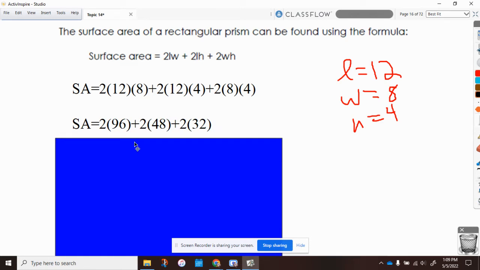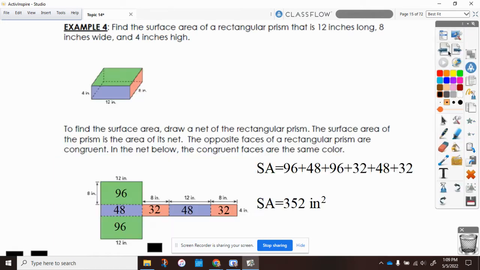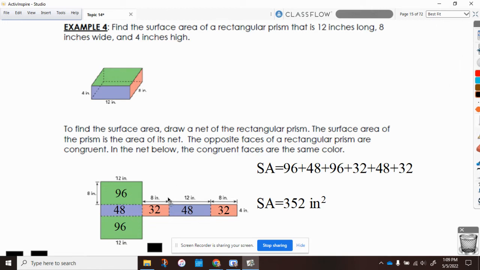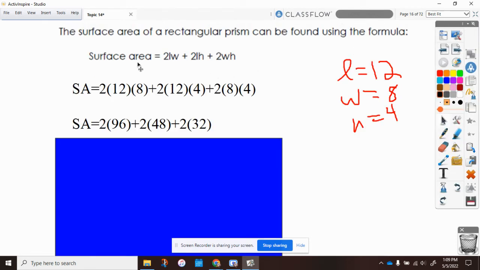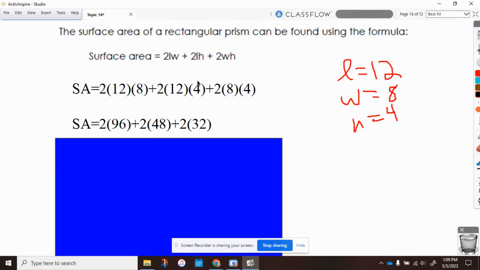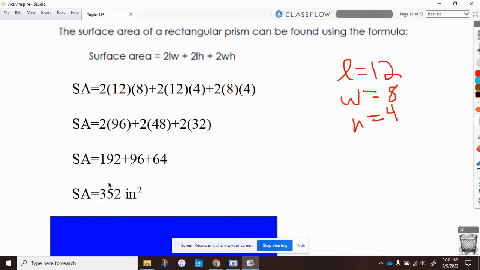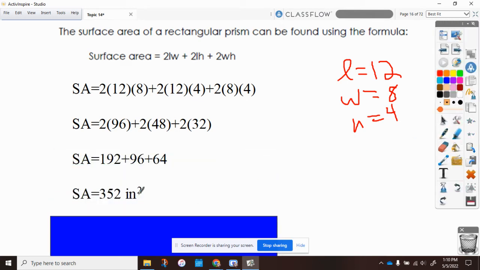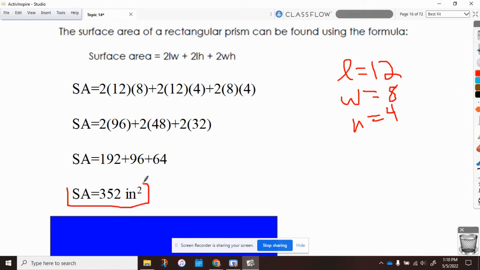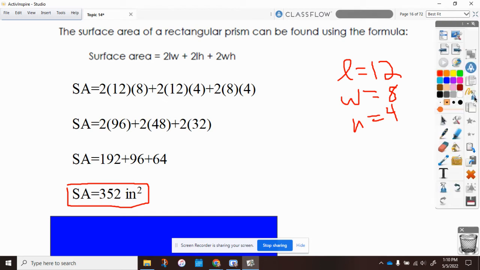Okay. When we start simplifying it down, we've got 2 times 96, 2 times 48, and 2 times 32. Look at what we just added up. We had 2 squares that were 96, 2 that were 48, and 2 that were 32. Okay. What it's telling us is that this formula right here is exactly the same as if we were adding up all of those individual rectangles. And so we get exactly the same answer as well. All right, that's what we got on those.